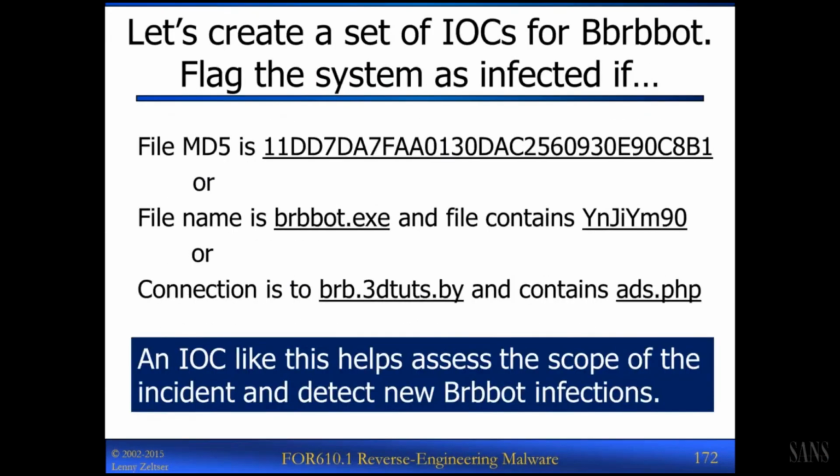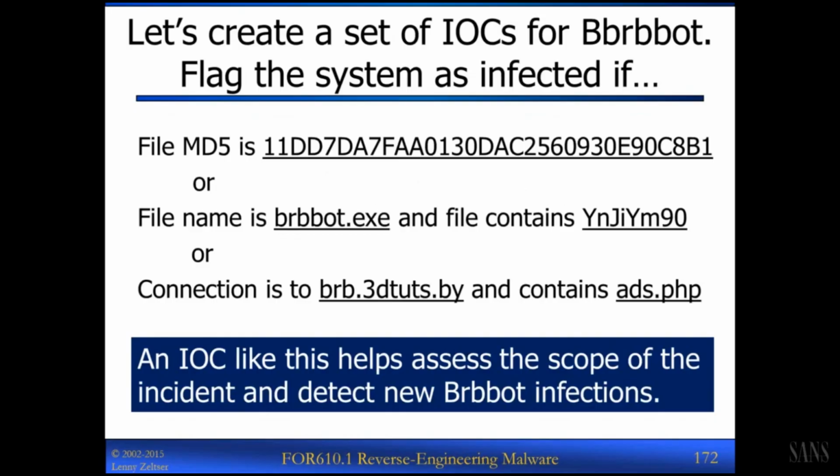So take BRBBot, for example. How would you formalize the detection of that particular program? Well, you could say, any file that has the MD5 hash of BRBBot, we should trigger on that, using some sort of host-based tool, for example. Or you could say, that's not very flexible, because if the attacker changes even 1 byte, that's no longer going to be the hash.